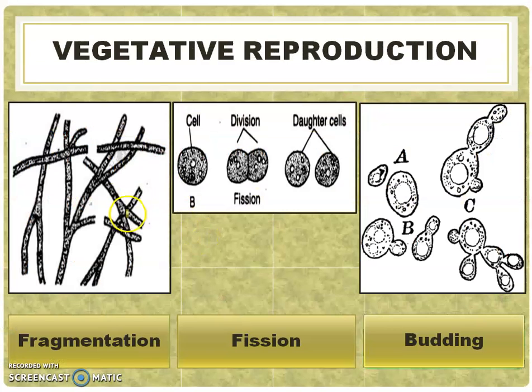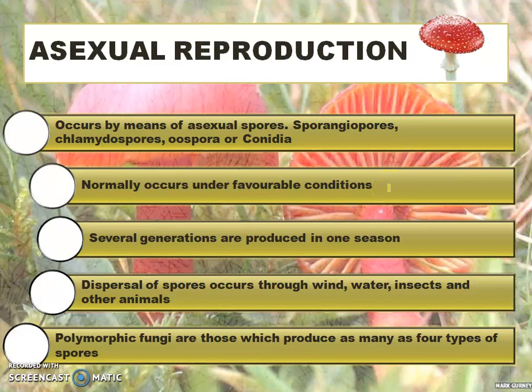So in fragmentation, the mycelium or the hypha breaks into fragments. The part of the mycelium that is going to reproduce will undergo fission and or budding, as in yeast. Then come to asexual reproduction. It occurs by means of spores. So these spores are sporangiospores, chlamydospores, oospores, conidia, etc. These occur under favorable conditions, and there is a dispersal of spores through wind and water.